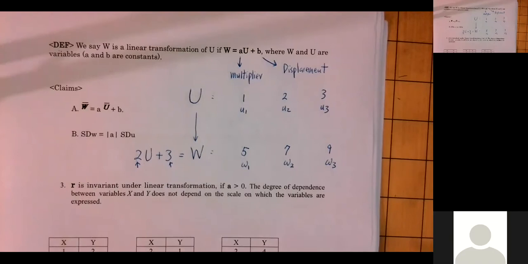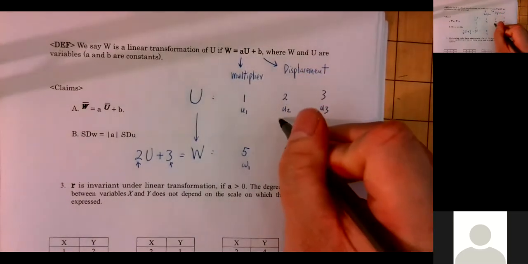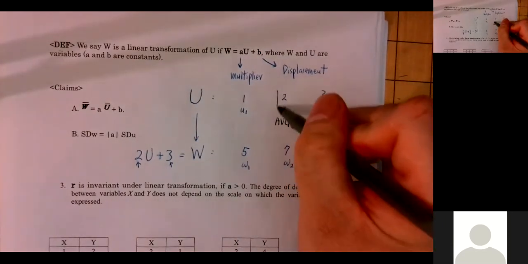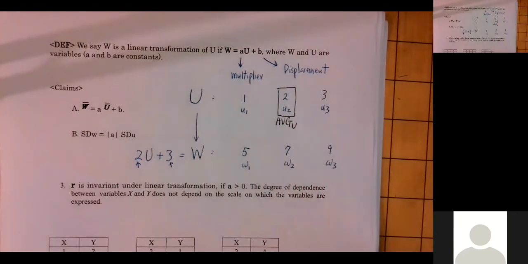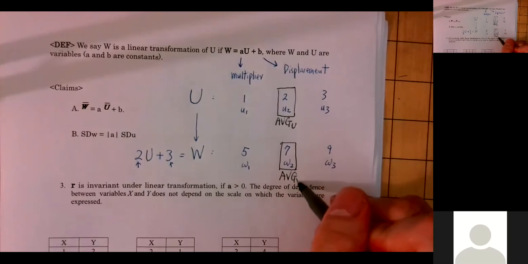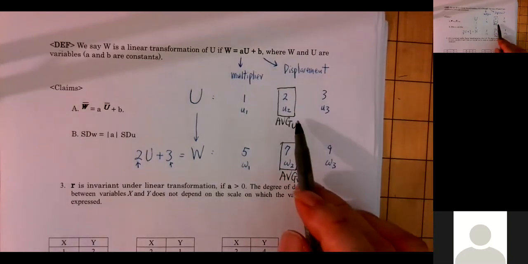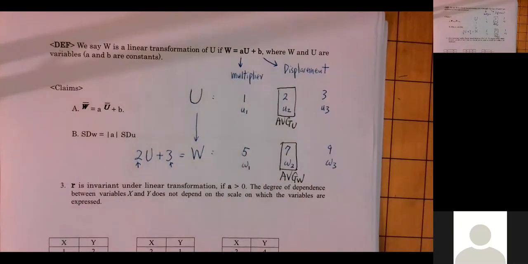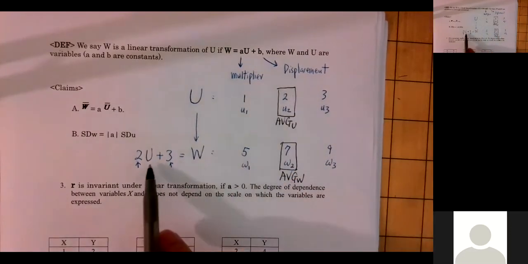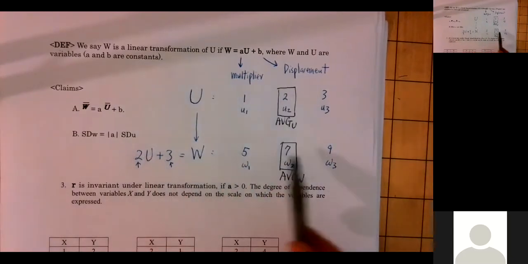Okay? And after we make the linear transformation, look at the original list. The average of U, the center of the U distribution, is 2. And the center of the new list, average W. How is the new center related to the old center, after we make a linear transformation? Well, how is 7 related to 2? Well, you plug in the same linear transformation, right? 2 times 2 plus 3 gives me 7.